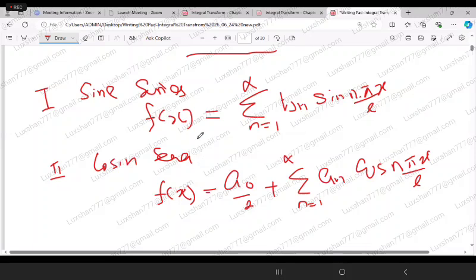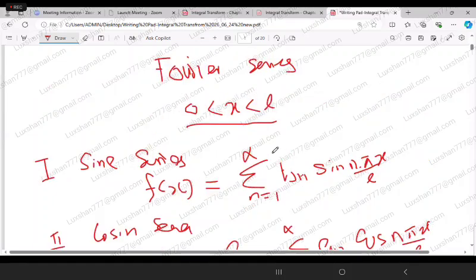Here, the function need not be odd or even. We don't want that condition. There are some more theories, but I'm not discussing those. If you just know the formula, that is enough.